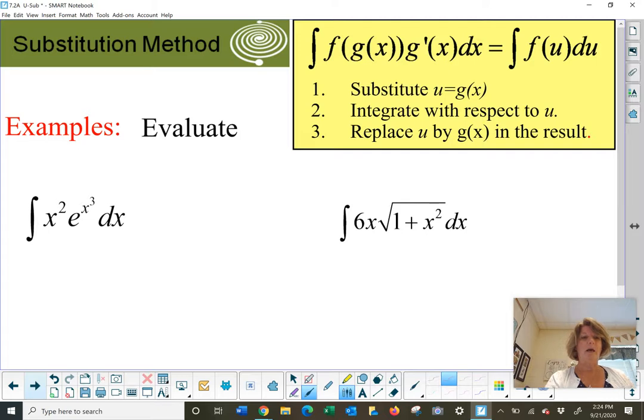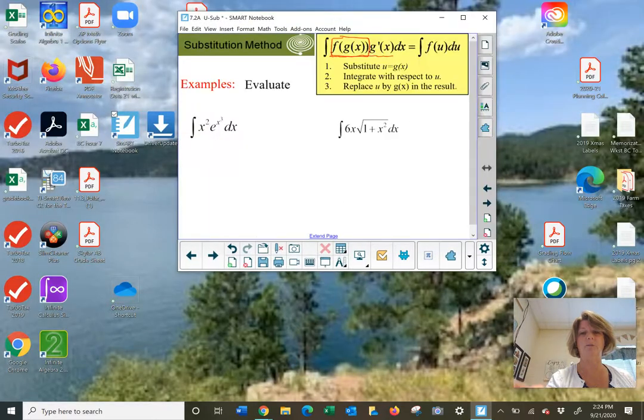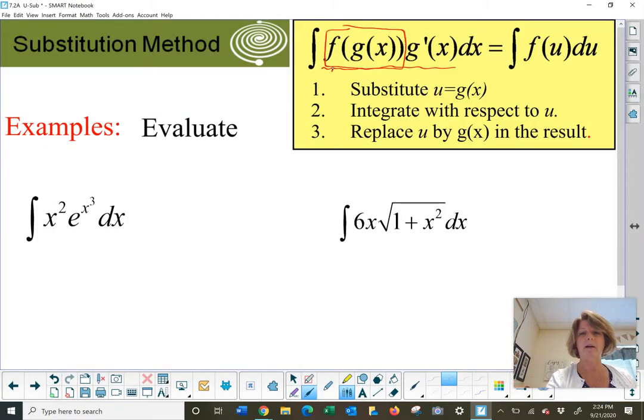All right, substitution method. Finally, the one that we were kind of talking about. If I have an integral where I have this composite function, notice this is a composite function. And then I have the derivative of that inner function. Notice, derivative of the inside function. It is a prime candidate for u substitution.